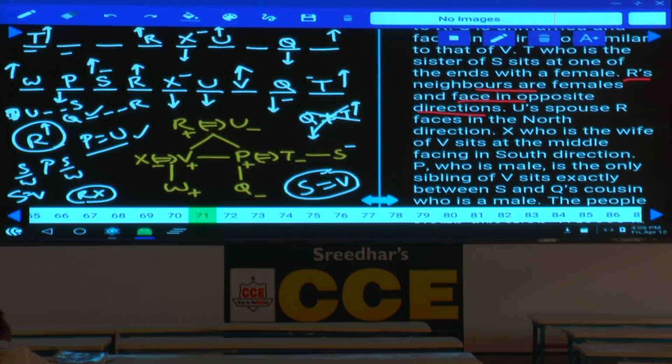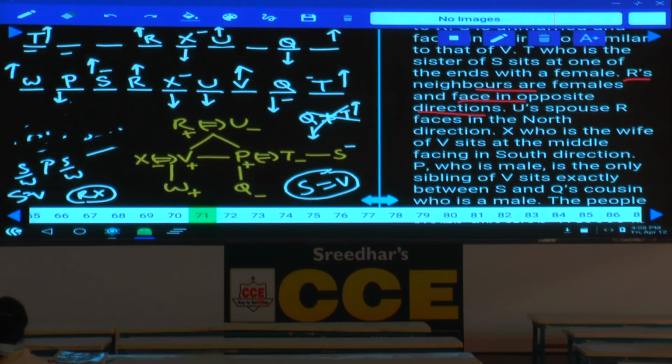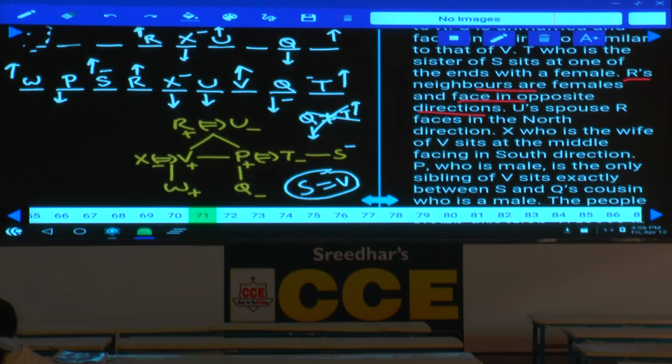Now this is how these 9 persons were seated in a row and facing in different directions. Now write down this arrangement here. And this is about question number 71 to 75. After this 71 to 75, then start working. First write down this 71 to 75.